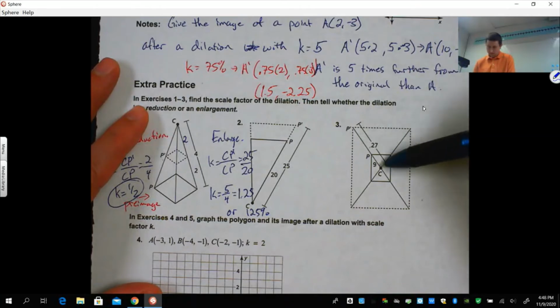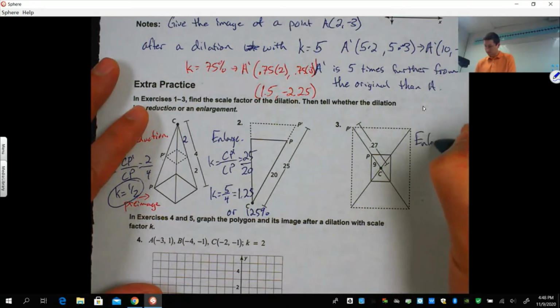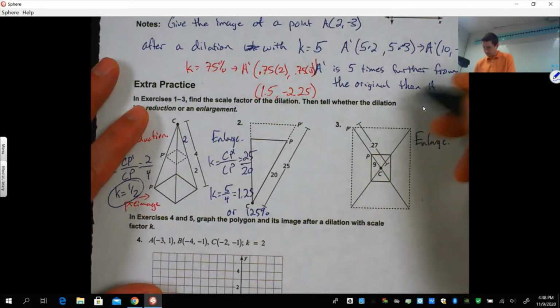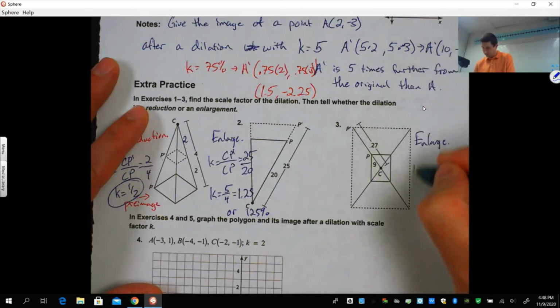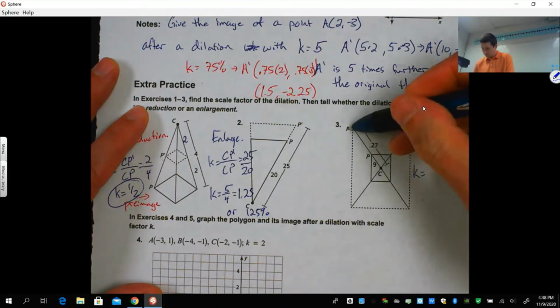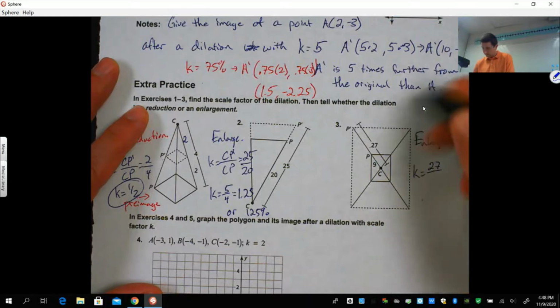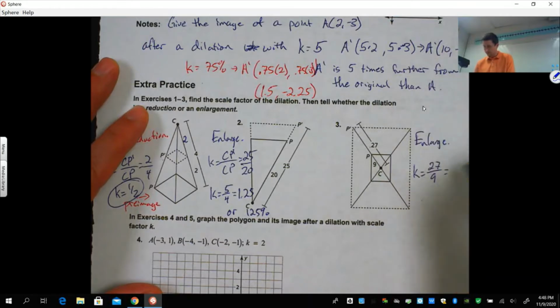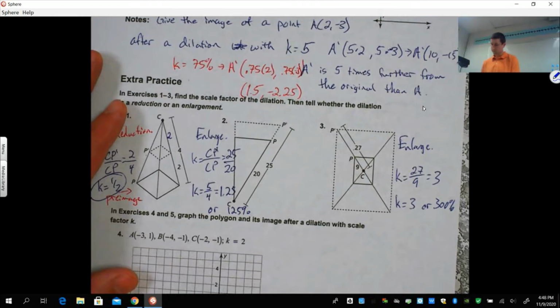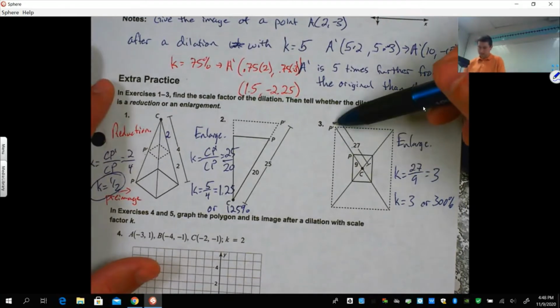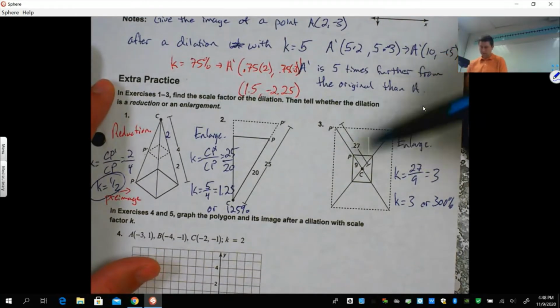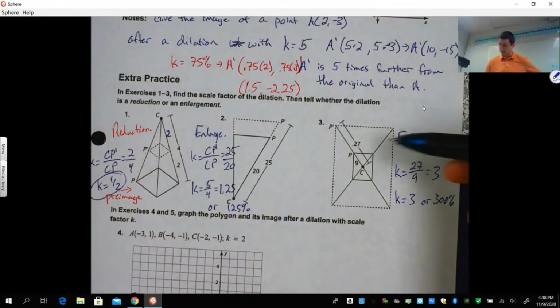Okay, CP is smaller, CP prime is bigger, so this is another enlargement. CP prime is 27, CP is 9, 27 divided by 9 is 3. So your K equals 3, or you could say that is 300% growth. That means CP prime is 3 times the length of what CP is.